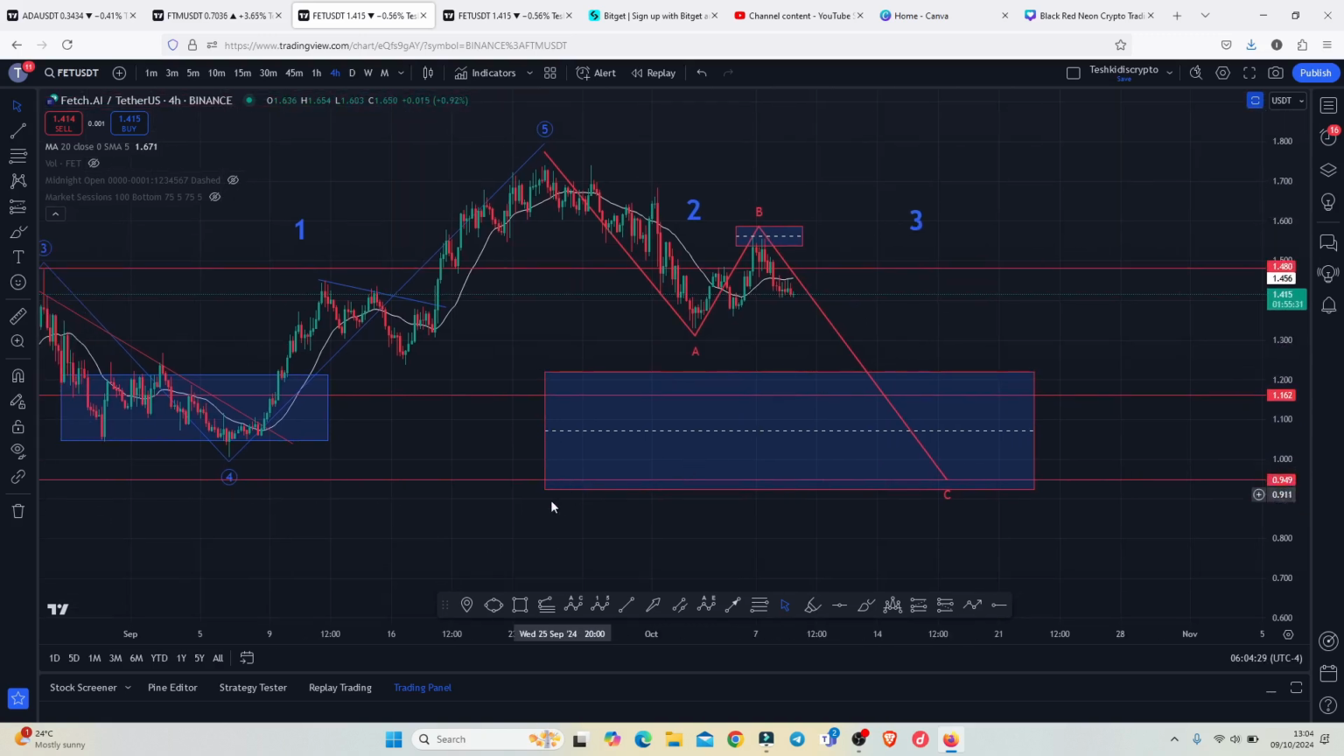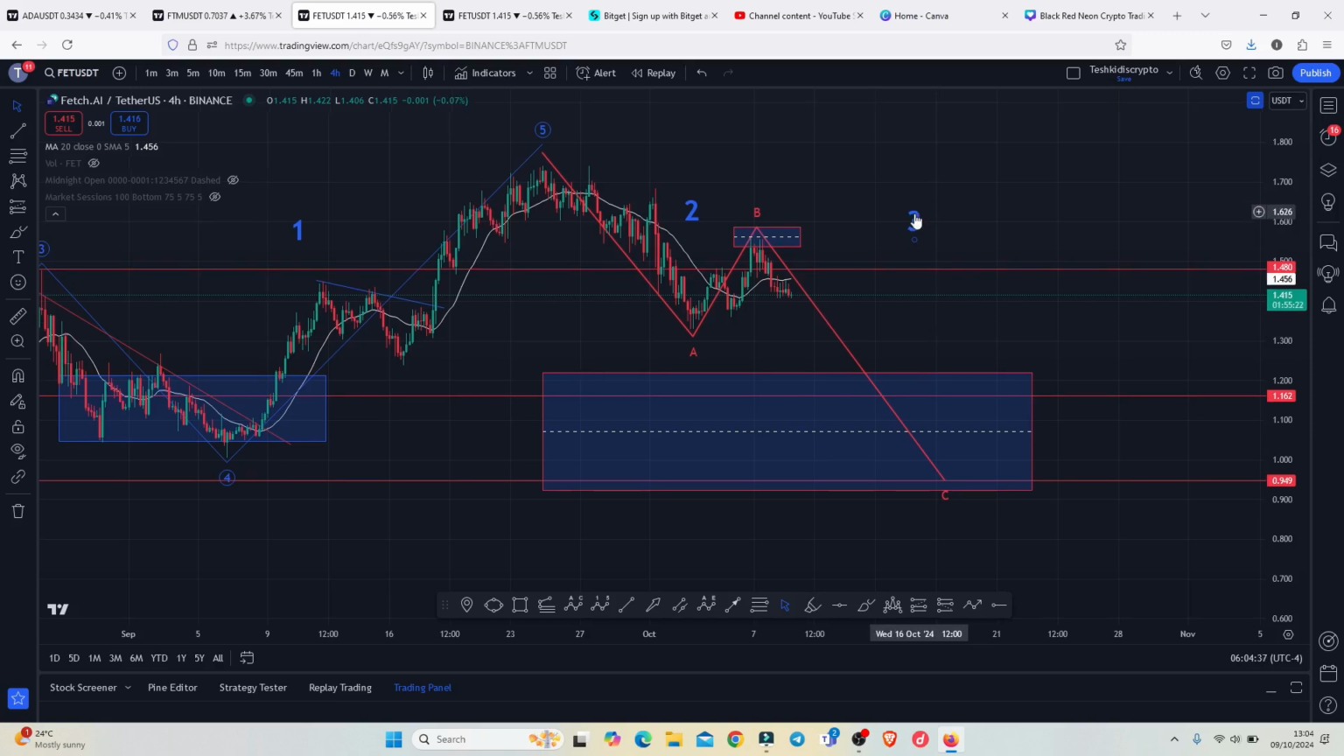And the moment we get into this target area, then I will consider to DCA back into Fetch AI, expecting an aggressive bounce to the upside in an Elliott wave count 3. So that is all I'm expecting to play out here on the Fetch AI chart, on the short term and also on the long term. And let's be patient and see how that plays out, and I will be keeping you up to date.